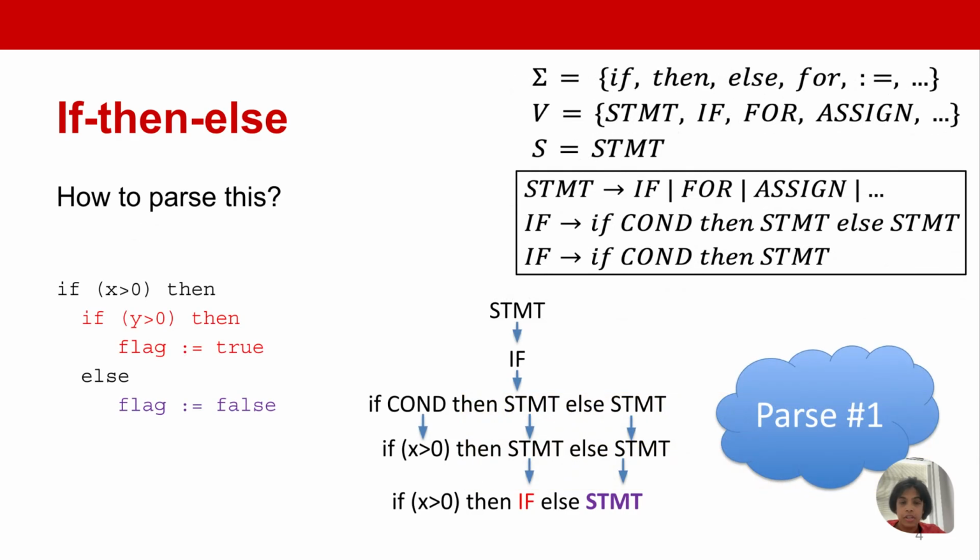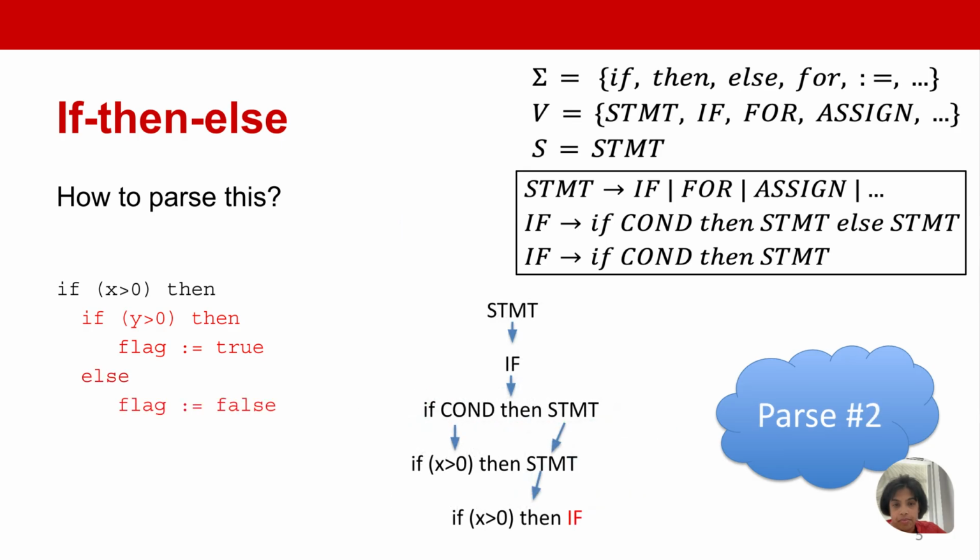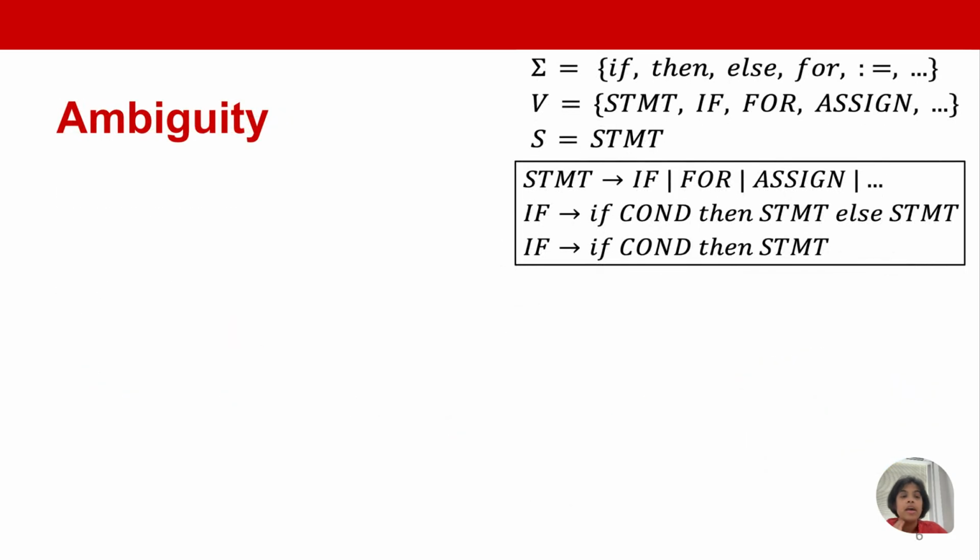Okay, so here's a particular parse. I can take the statement, take an if, replace it with an if then else, and then replace that statement with an if like so. Okay, and that's because there's two ifs here. Another way to parse it would be to do if then, and then replace that then with the if statement. So that gives me, again, this concept of ambiguity.